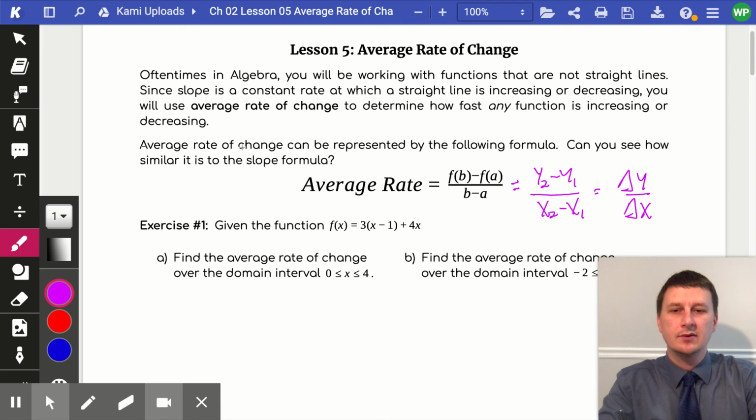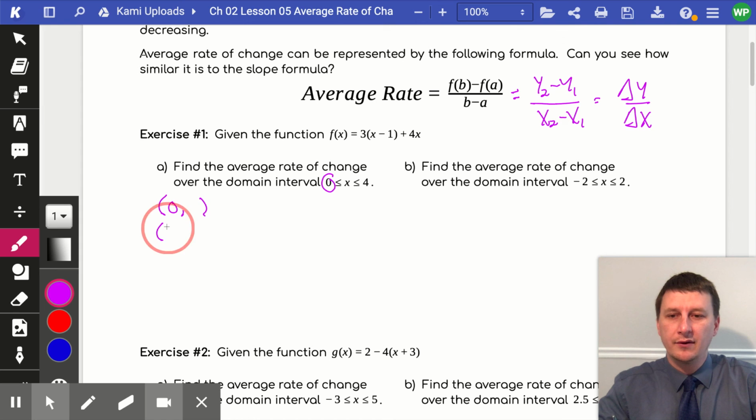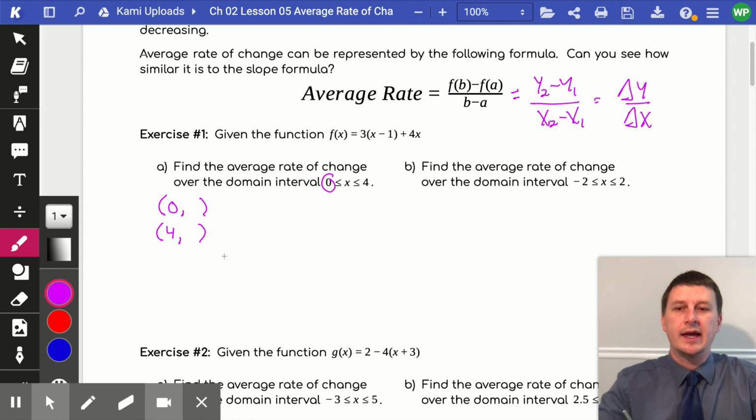Given the function f of x equals 3 times (x minus 1) plus 4x, find the average rate of change over the domain interval 0 is less than or equal to x is less than or equal to 4. What we're going to do is start with our smallest value, substitute that into the function, and then do the same thing with our largest value. Right now we know the x values in each of our coordinates. It's going to be 0, comma something, and 4, comma something else, when we plug them in. Using those two points, we'll use our average rate of change formula to figure that out.